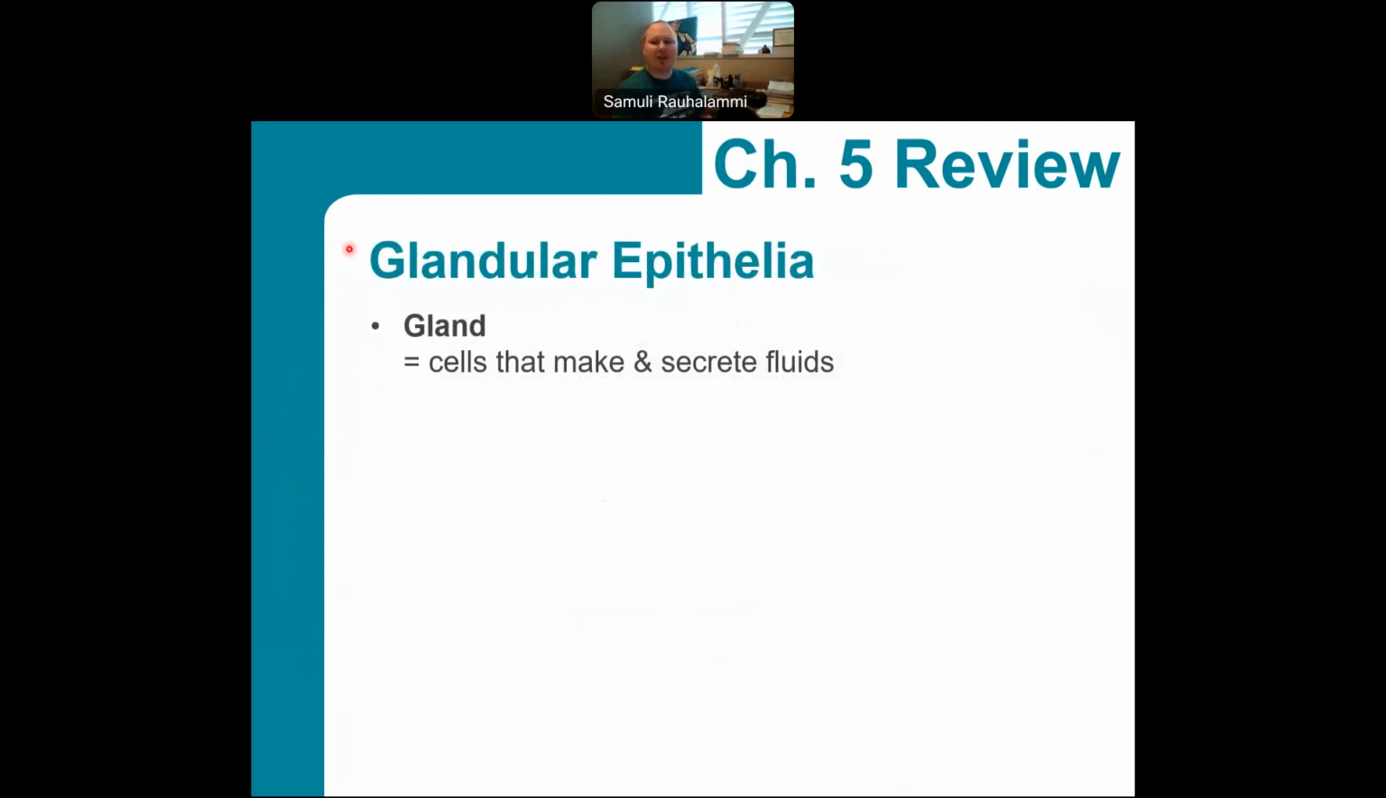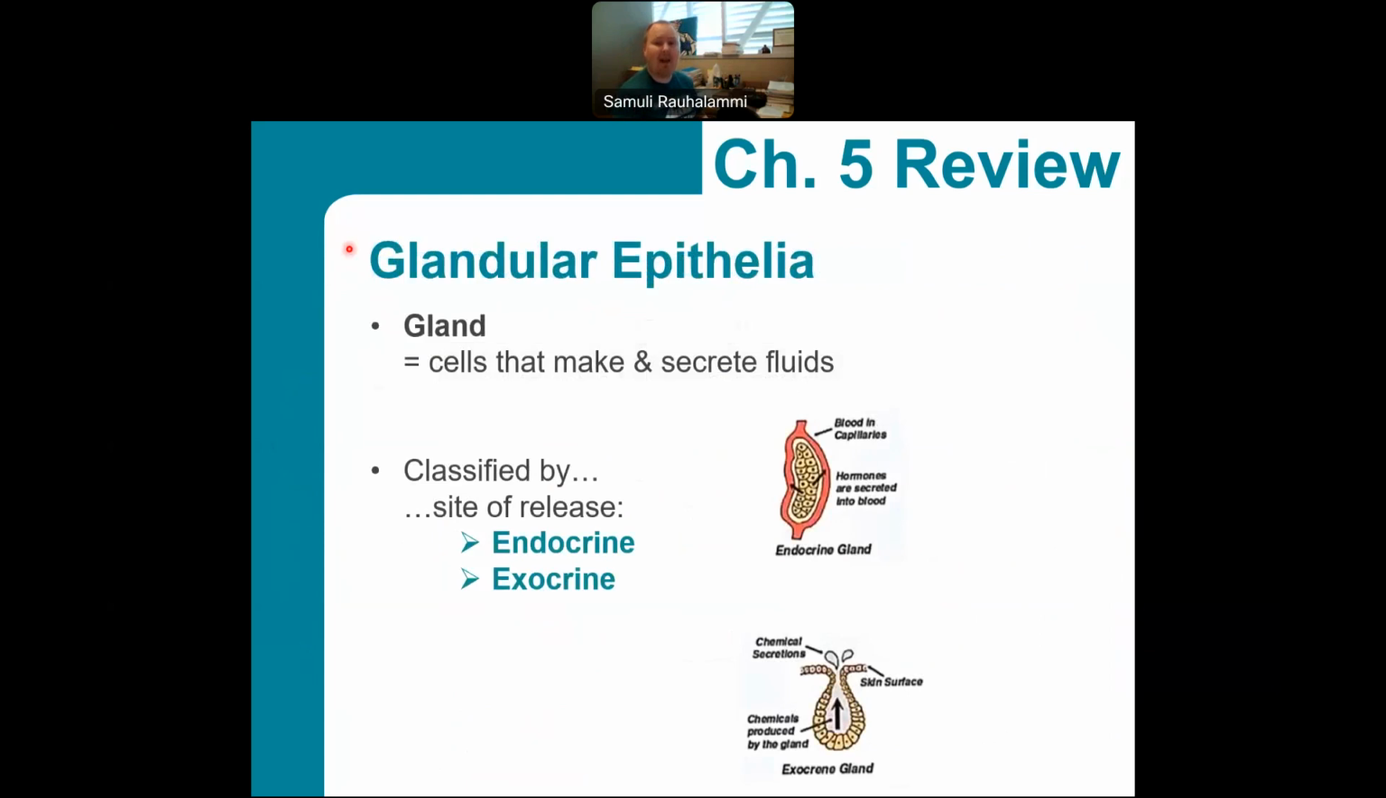Now let's finish off our epithelial discussion by looking at the glandular epithelia. Glands are cells that make and secrete fluids, and glands may be formed by a single cell or multiple cells. We can classify glands in two groups. We can classify glands as endocrine glands. These are glands that produce hormones, and these hormones are released to the bloodstream where they travel to all parts of the body. Or we can classify them as exocrine glands, which is what I think my students more often think about when we're talking about glands.